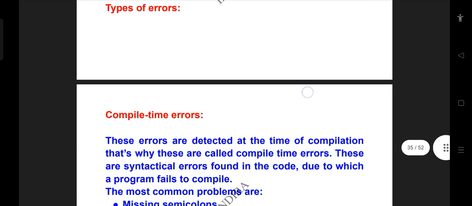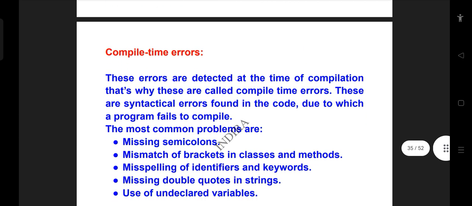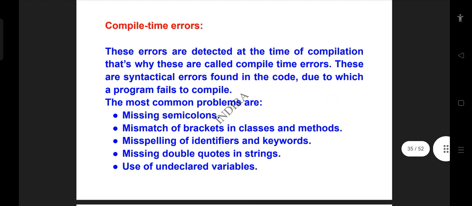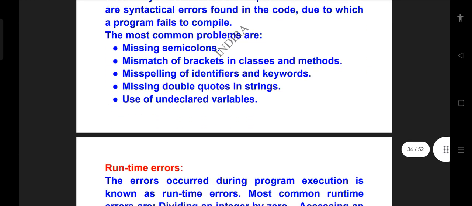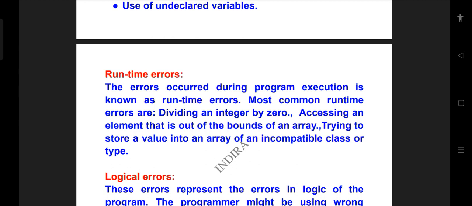So, types of error: compile time errors. Mostly these types of errors are identified at compile time. That means mistakes with semicolons, brackets, identifiers and keywords, double quotes in strings, and undeclared variables come under compile time errors. Whereas runtime error occurs during program execution, when the program has compiled and is ready to execute.